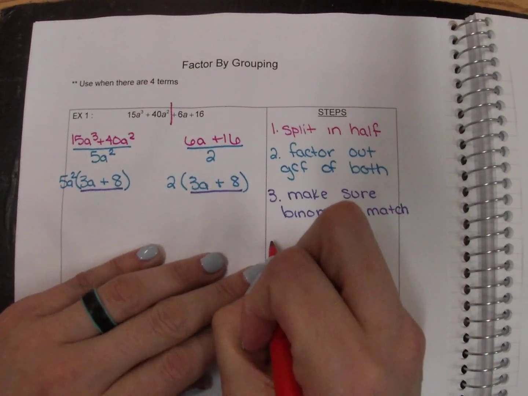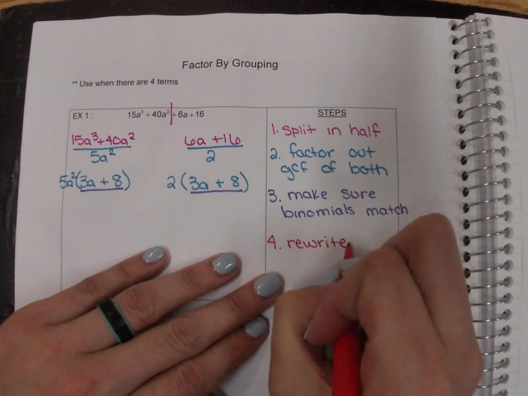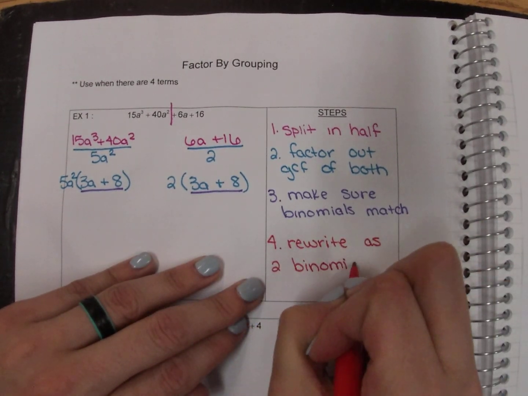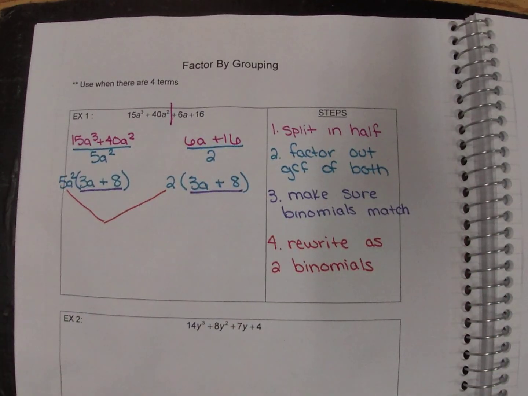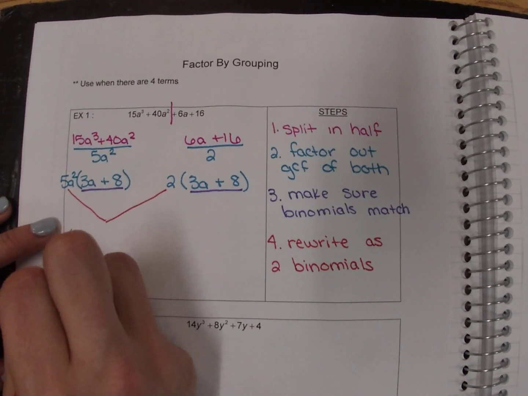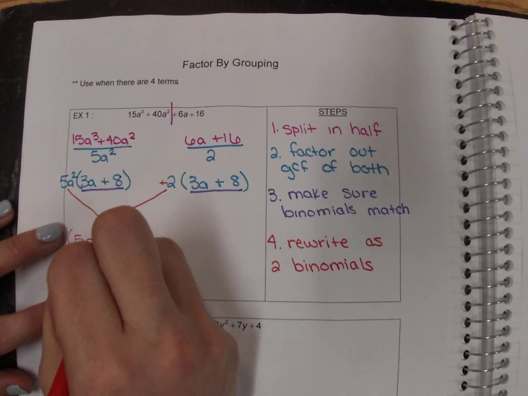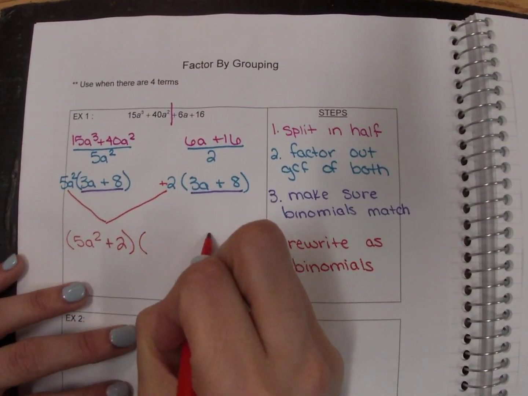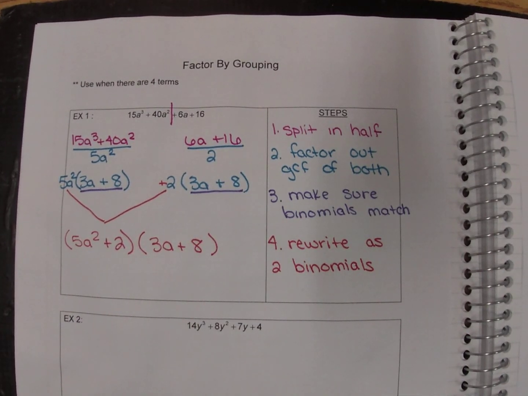In our next step, we are then going to rewrite this as 2 binomials. And the way that we're going to do this is we're going to take our 2 GCFs and put them together into one binomial. So this is a 5a squared, and this over here is a positive 2, so plus 2. And then the other one that we're going to pull as our other binomial is the binomial that they have in common. But we're only writing it one time because what we're really doing here is the inverse of multiplication.